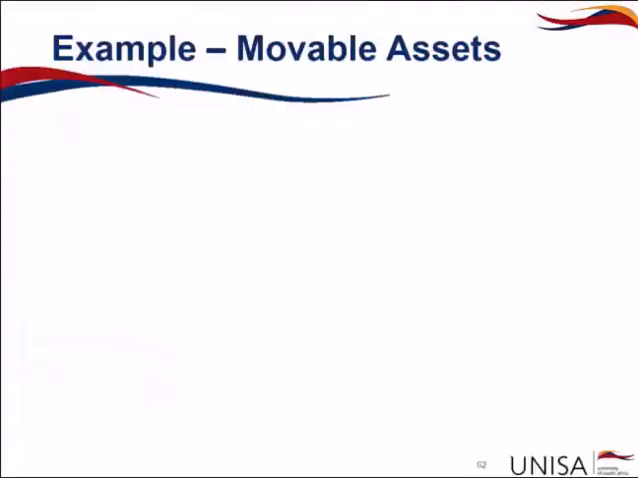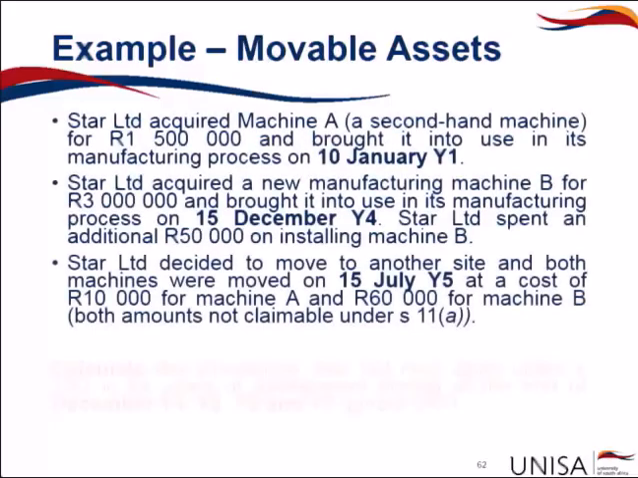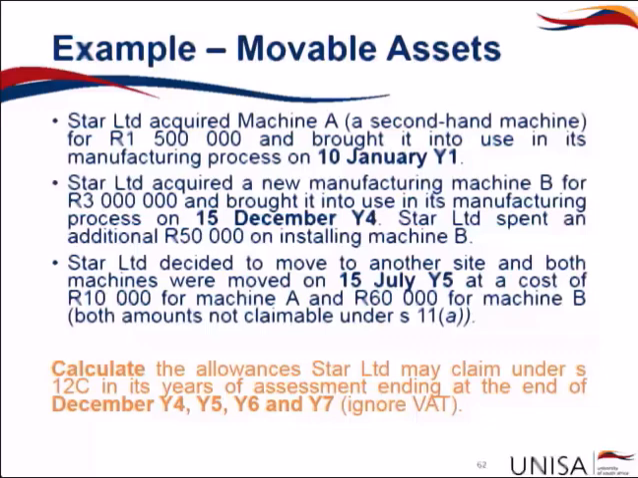Let's have a look at an example for capital allowances on movable assets. Star Limited acquired Machine A, a second-hand machine, for 1.5 million and brought it into use in its manufacturing process on the 10th of January, year 1. So because we're using it in the manufacturing process, we should be considering Section 12C. It's second-hand, so we should know 20% for 5 years.